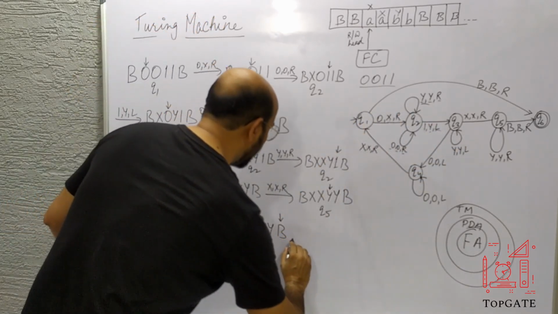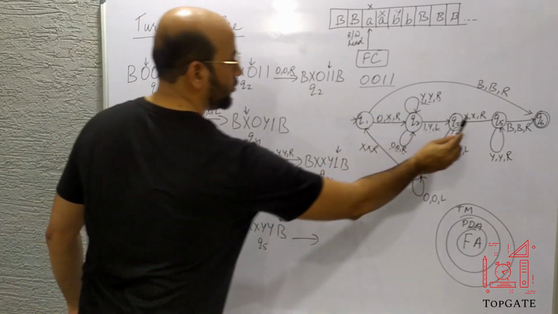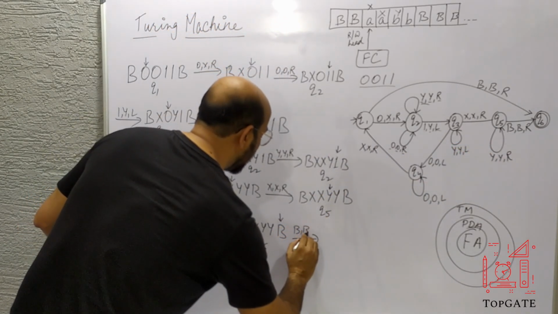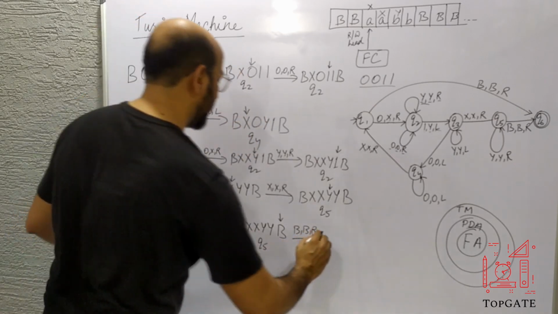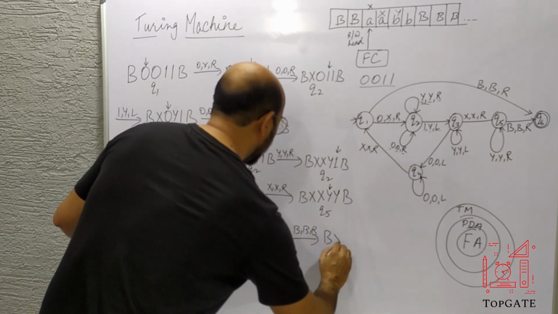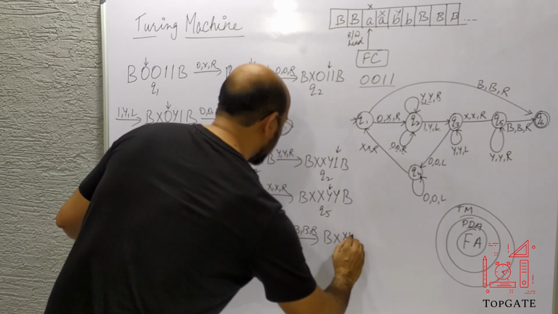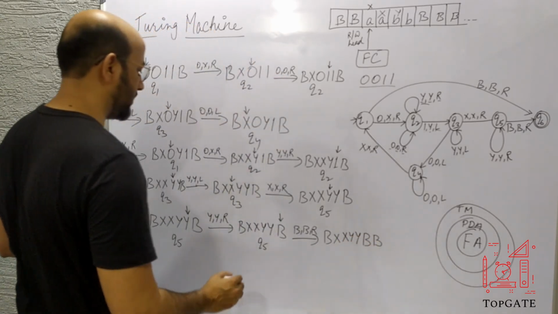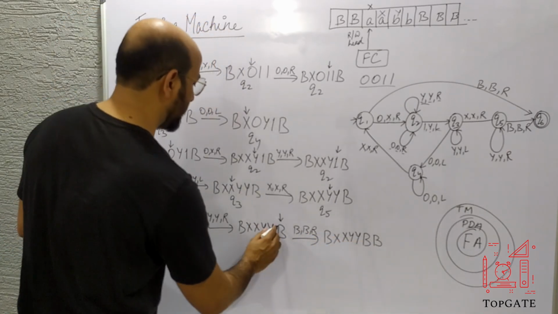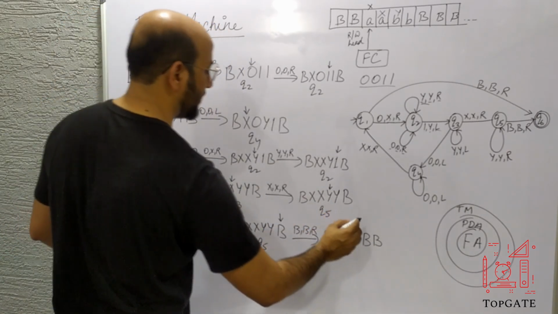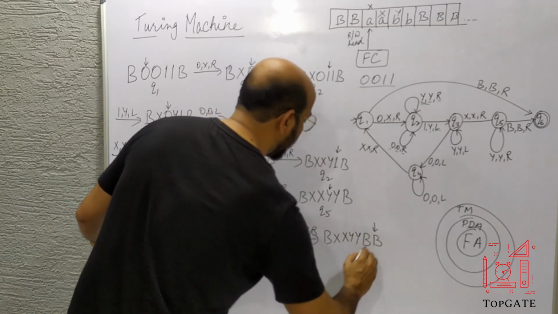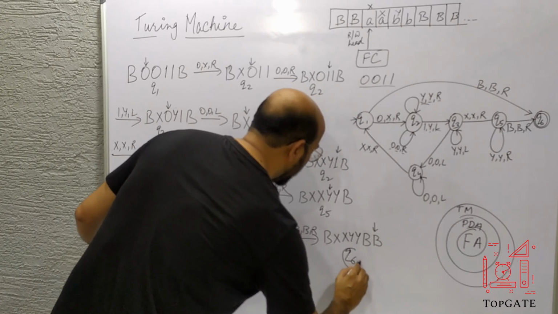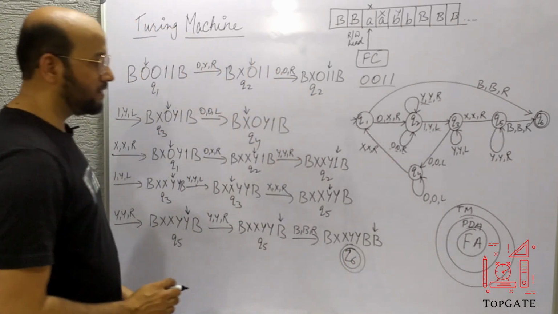Now at Q5 input for B, we have B, B, R. I'll write B comma R, and I'll write B, X, Y, Y, B. I can write several B's here. It is saying B should be B and move on to the right hand side. So I'll move on to the right hand side, and B is B, and the state is Q6, which is your final state, and we are done.